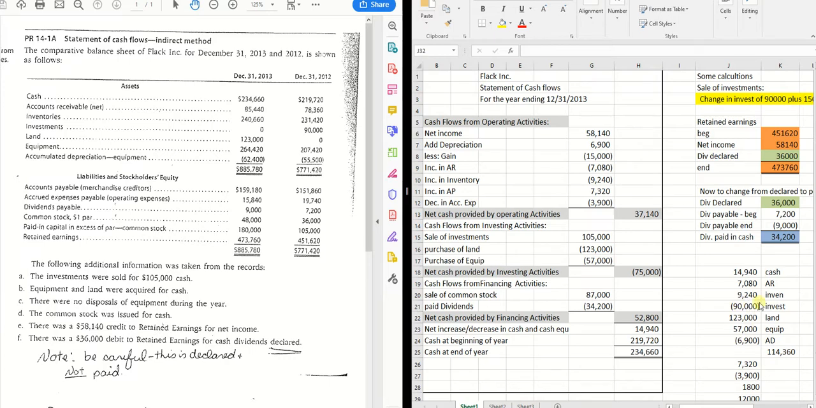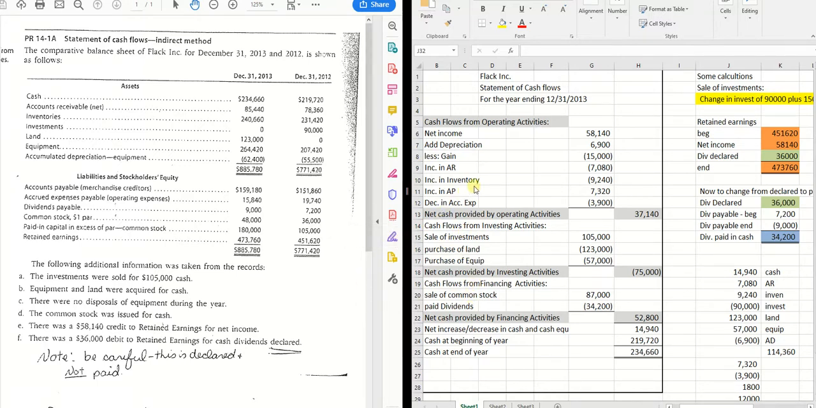Don't do it over here. This is a very bad place. It's just hard for me to write on this, so I'm going to go over here. I'm going to cross them off as we get through. Okay, so the first thing is I need Flack Ink, cash flow statement for the year ending, and I need operating, investing, and financing activities.